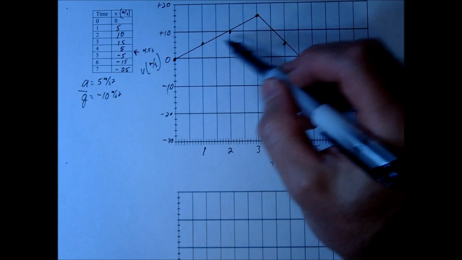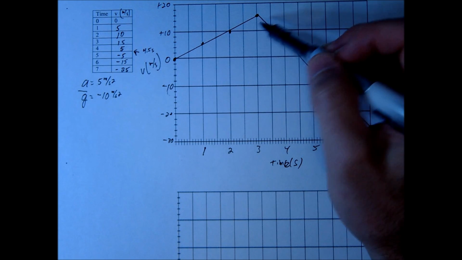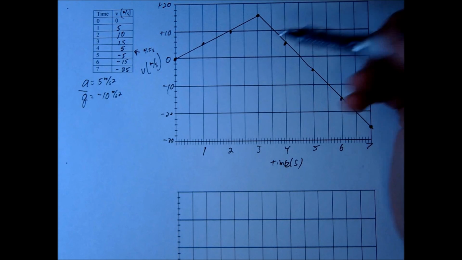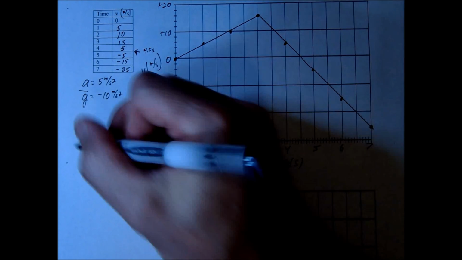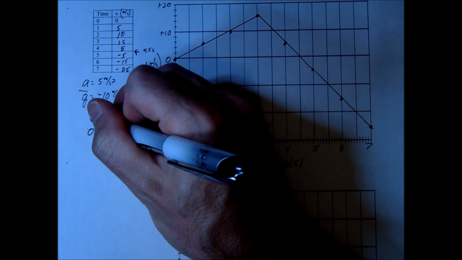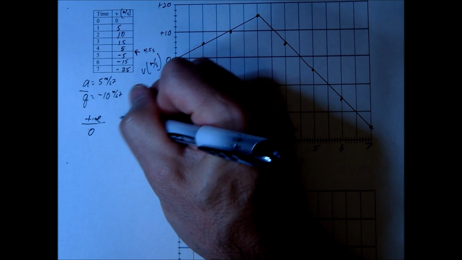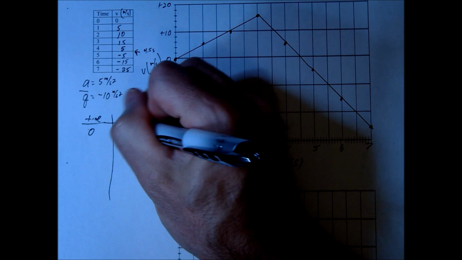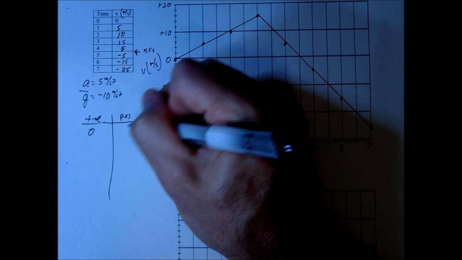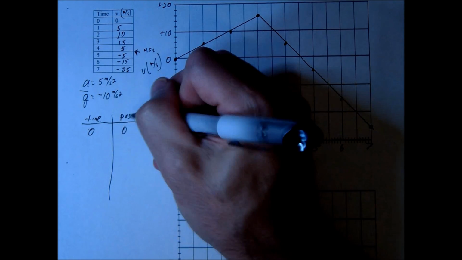So remember, if we find the area of a velocity time graph, that will give us our displacement. So let's go ahead and do that. We're going to just assume here that our initial position is 0. So at time 0, we're going to go ahead and say our position is also 0. And this will be in meters.